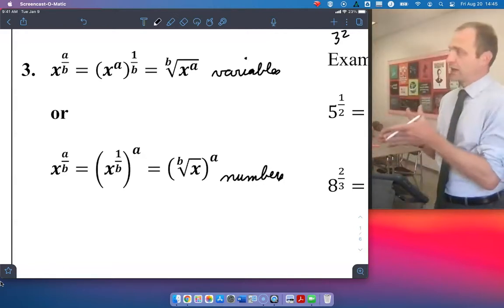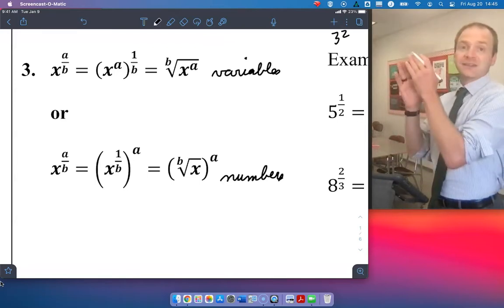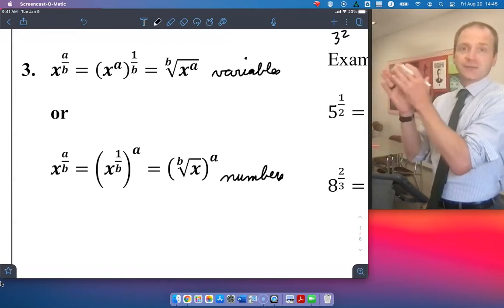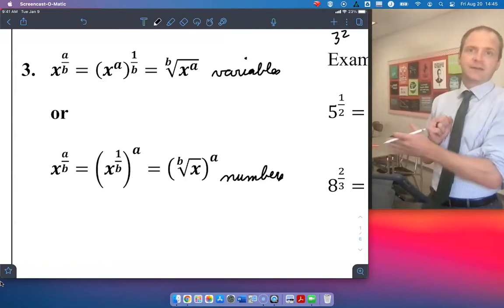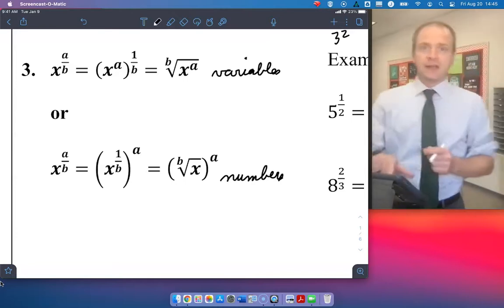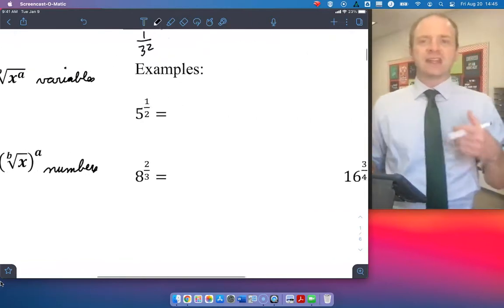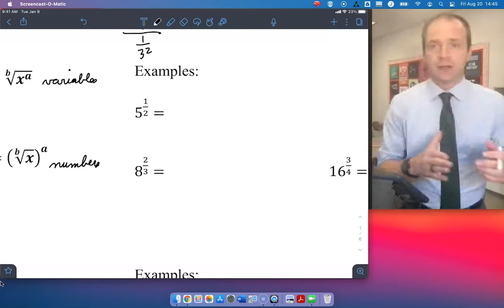Mental math is quicker with this format, and it's a lot easier to simplify with variables with this format. So we're just going to keep that in mind. This top one's easier for simplifying with variables, this bottom one is easier for simplifying with numbers. So let's try this out. How do we change 5 to the 1/2 to a root?